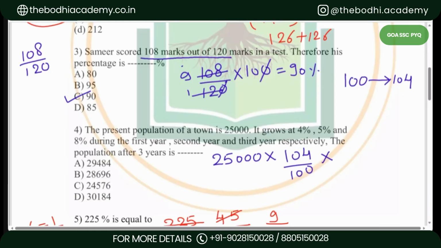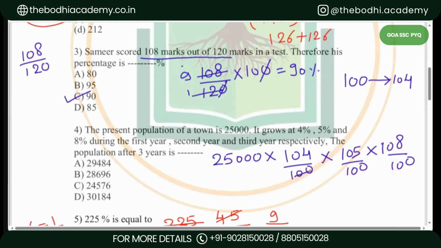Now coming to the second year, it is 5%, so 105 by 100. Third year is 8%, so 108 upon 100. Now it is so huge, so immense. This is why Vedic maths, or techniques with a bit of understanding, are required. That is why madam took Vedic maths or speed maths yesterday to solve these kinds of questions.